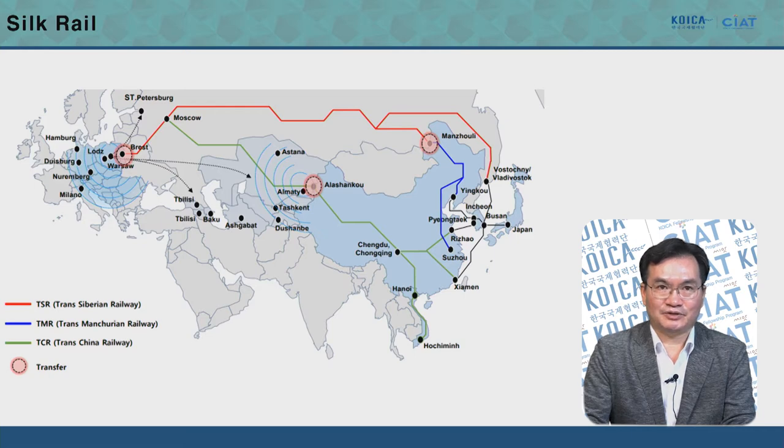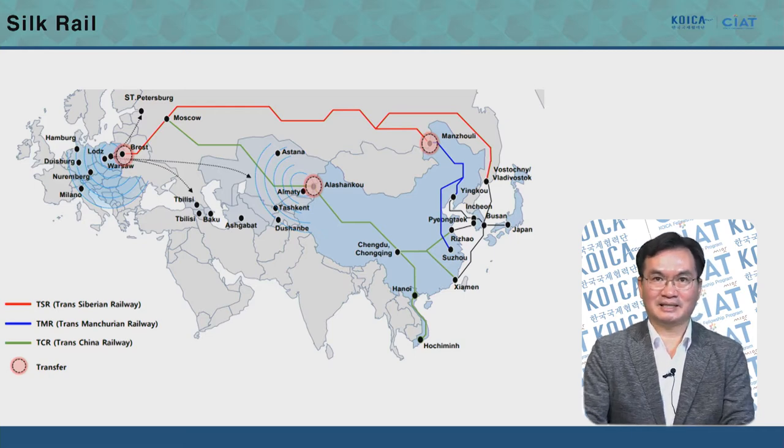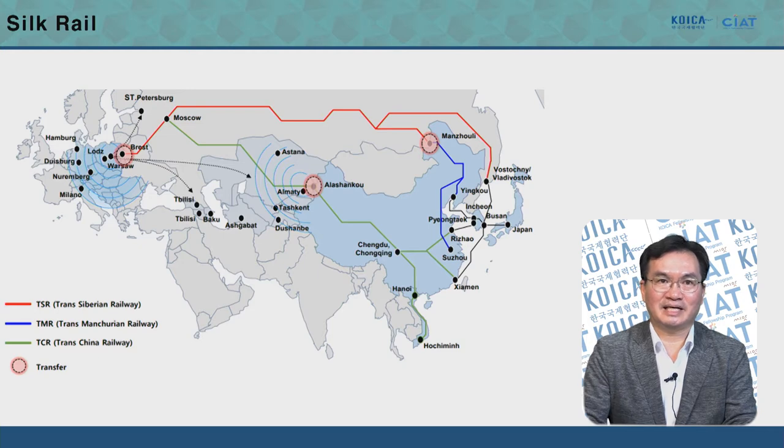This picture shows the route of TSR, TMR, and TCR. Manjushri, Alashankou, Brest are the transfer points of TMR, TCR, TSR, respectively.